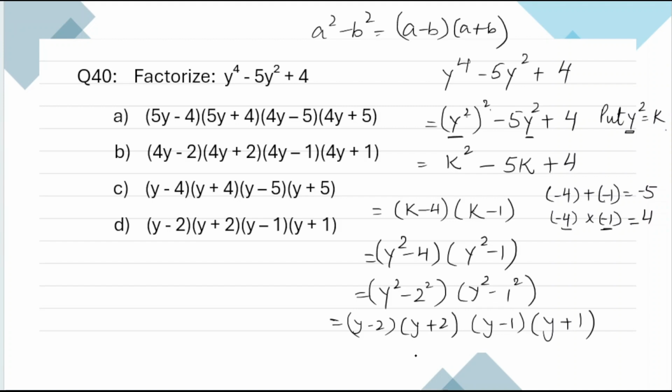So I have how many factors? 4 factors. What was the degree of my polynomial? It was 4. So 4 degree, 4 factors. The degree of the polynomial tells you how many factors it will have. So 4 degree, 4 factors. So what is our correct option? Option D is our correct answer.